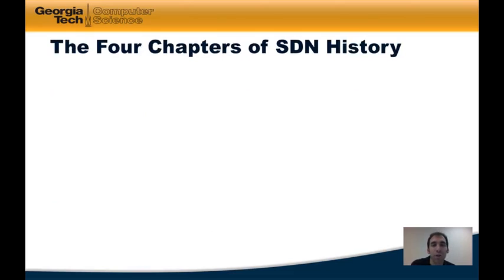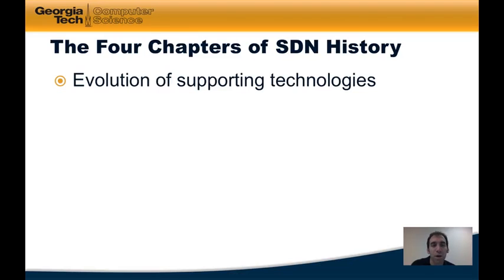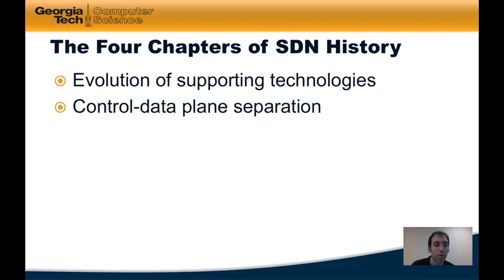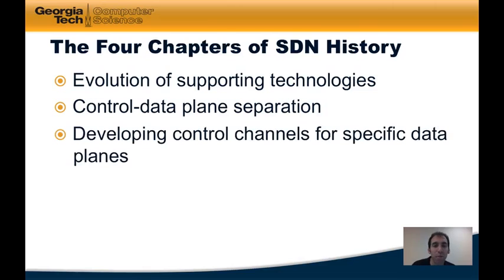There are 4 chapters in SDN history that we'll discuss throughout this module. The first is the evolution of supporting technologies. In particular, we'll talk about how programmable data planes, things like control and data plane separation, took shape. We'll speak about the control and data plane separation in detail, as well as its history, where it came from.